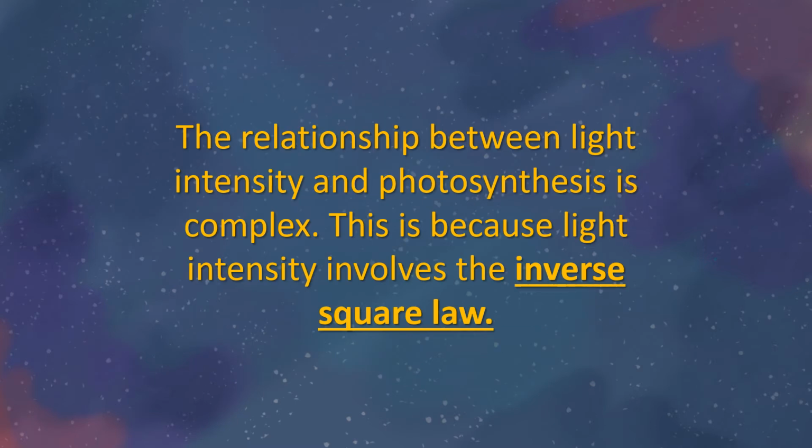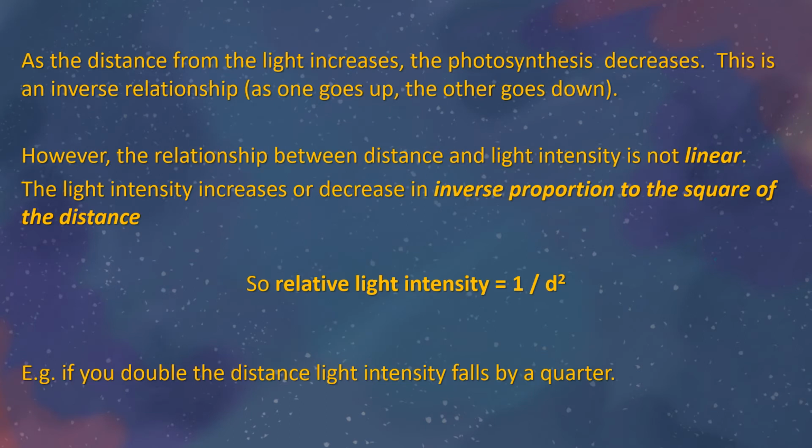So the relationship between light intensity and photosynthesis is complex. This is because light intensity involves the inverse square law. Now this sounds really terrifying, but I promise you it's not, and we're going to practice it. So as the distance from the light increases, photosynthesis decreases. So the further away the light source was, the less bubbles there were because there wasn't as much photosynthesis. This is an inverse relationship. So as one goes up, the other one goes down.